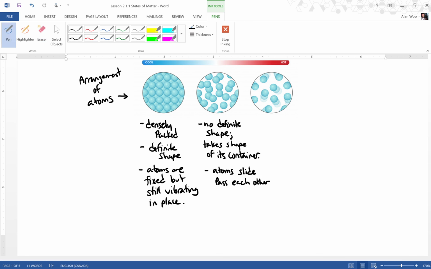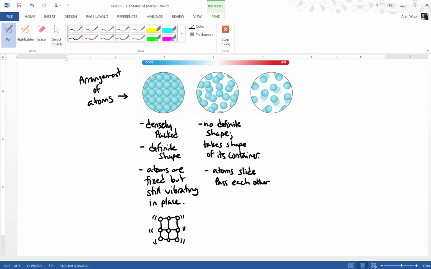So if we were to compare and contrast solids and liquids in terms of how they're moving, I would probably draw a solid looking more like this. They have strong bonds that hold them in place, but because they still vibrate, there's still movement. It's just that that movement is fixed in a specific location.